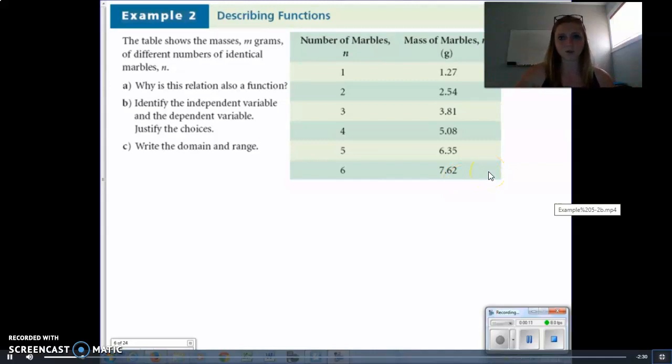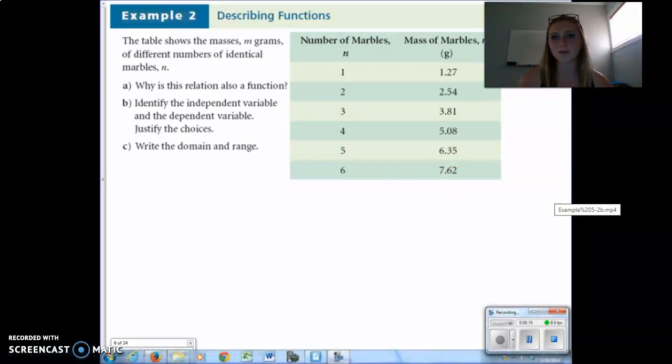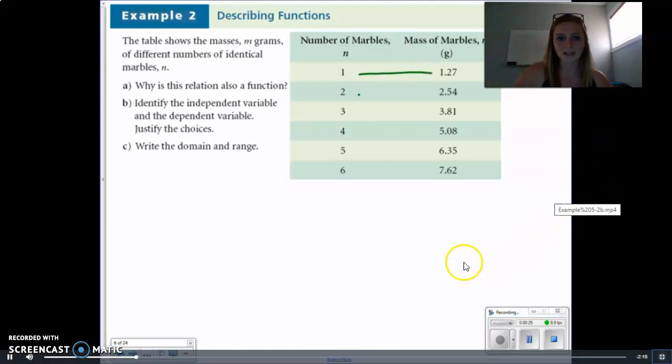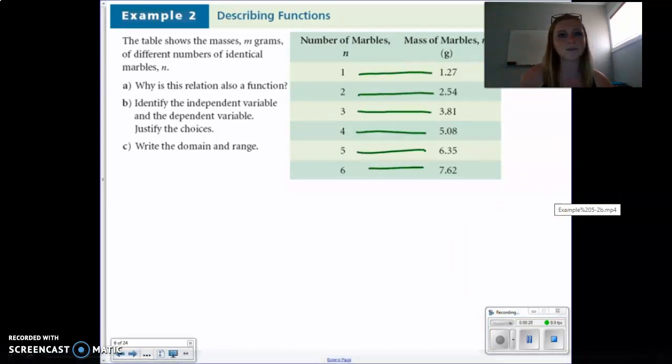Okay, example 2. So you have an XY table, number of marbles and mass of marbles. The table shows the masses, M in grams, of different numbers of identical marbles, which is N. N is number of marbles and M stands for mass. And then they just put G for grams because that's the unit. So part A says, why is this relation also a function?